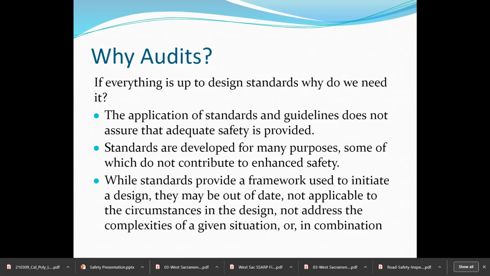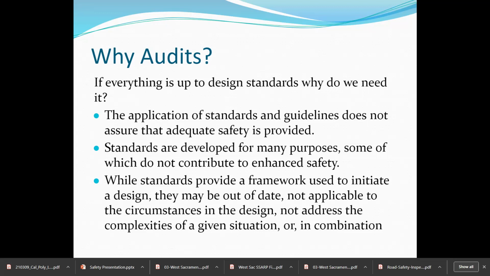So that's one reason. The other reason, which we've talked about in the class many times over, is that the application of the standards and guidelines does not assure that adequate safety is provided. Because if you just meet the standards and guidelines, all you're doing is providing nominal safety, right? And in this class, we talk about substantive safety, which works on a spectrum rather than a step function where you either meet the standards, so you're safe, or you don't meet the standard, so you're unsafe. That's not how it works.